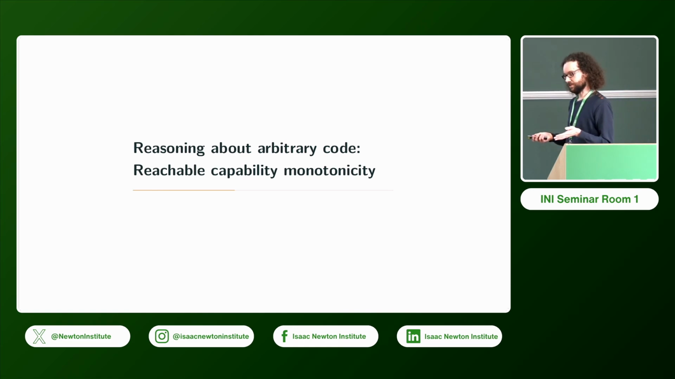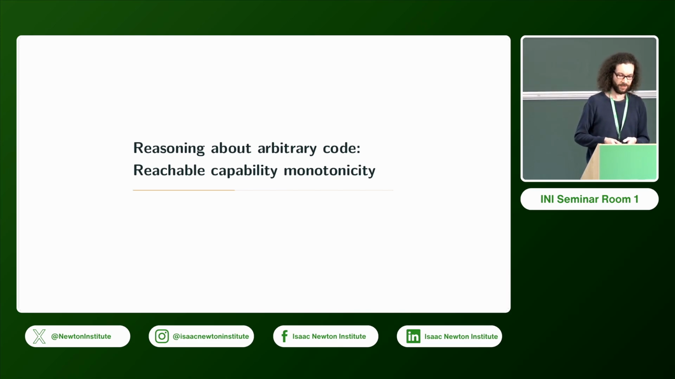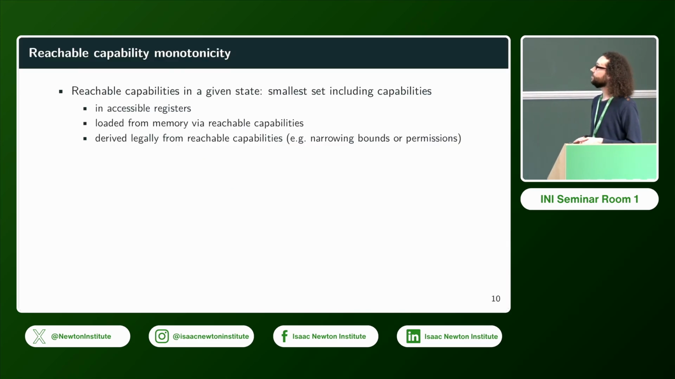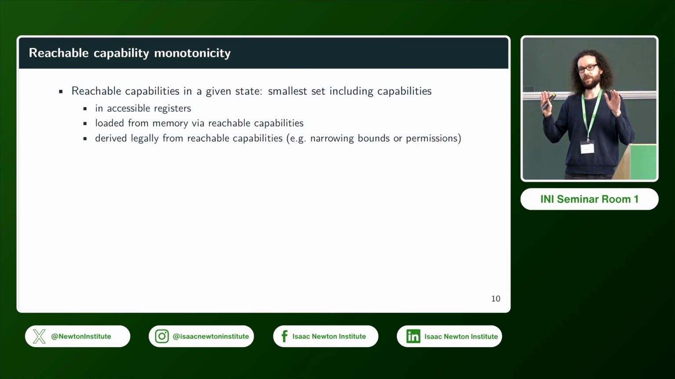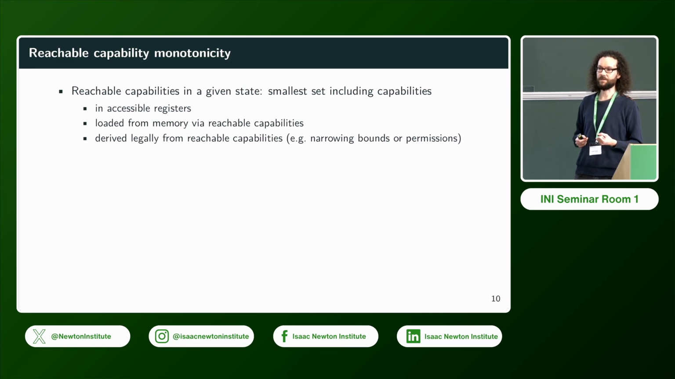Intuitively, the key property that we want to capture here is that when you run arbitrary code on Morello, it is constrained by the capabilities that you give to it, and it cannot forge any capabilities that it shouldn't have access to. And we formalize this using this notion of reachable capabilities, which you can think of basically as an upper bound on the set of capabilities that we think software should be allowed to construct from the capabilities in a given starting state.